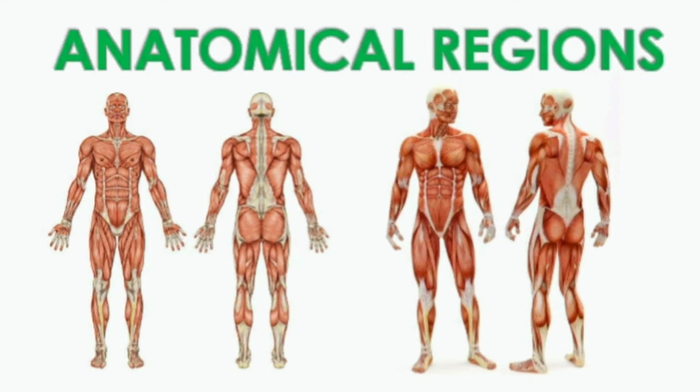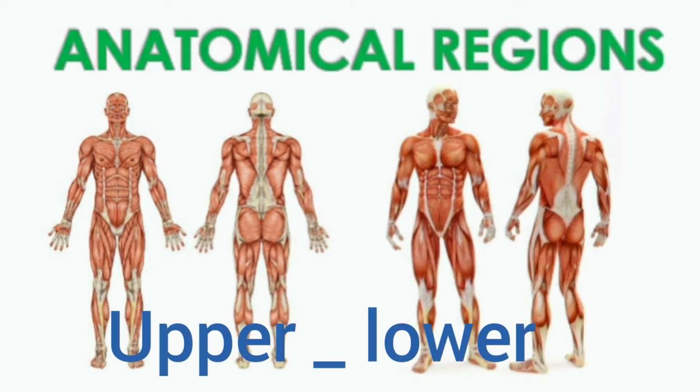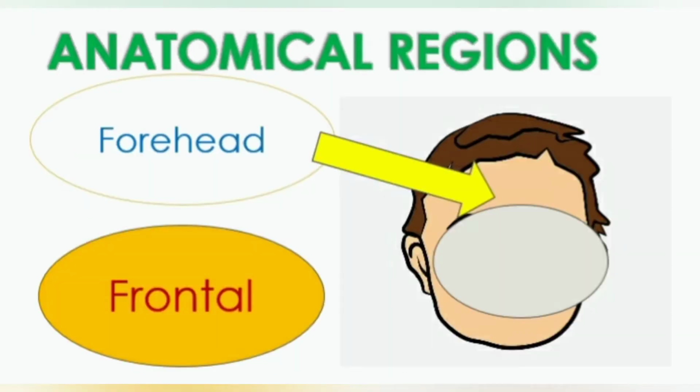So let's begin. We start from the upper to the lower parts of the body. So we start with the forehead. Now, as you know, the forehead is on the front part of the body. So we call it the frontal, as you can see over there, since it's in front. And that's the very first trick. So forehead goes with frontal.